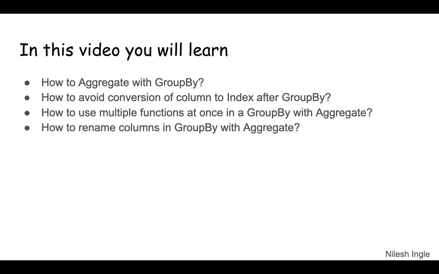And in doing so, we'll also look at how we can avoid conversion of a column to index when we perform a GroupBy. We'll also look at how we can use multiple functions at once. For example, mean, standard deviation, sum, all at once can be applied to a particular column or more than one column using aggregate. And then we'll look at a couple of ways in which we can rename the new columns that are created after we do aggregate on a GroupBy object. So let's get into Jupyter Notebook and start coding.